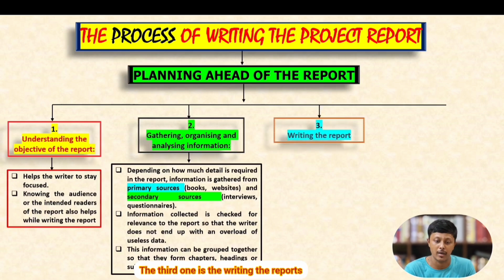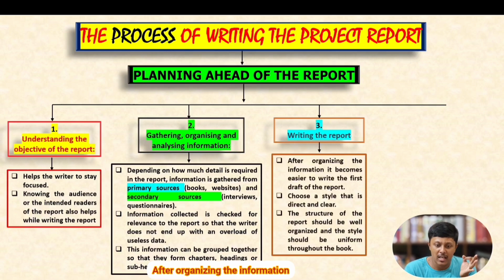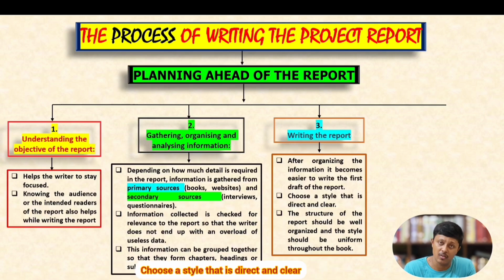The third one is writing the report. So, understanding the objective is the first one. Second is gathering, organizing, and analyzing information. Third is writing the report. After organizing the information, it becomes easier to write the first draft of the report. Choose a style that is direct and clear. Remember, direct and clear.